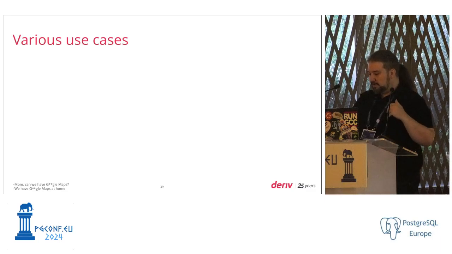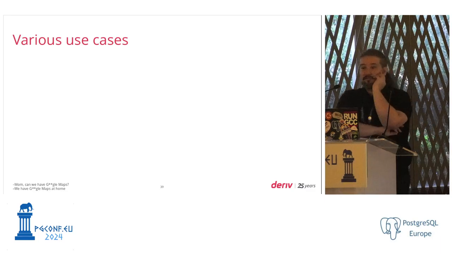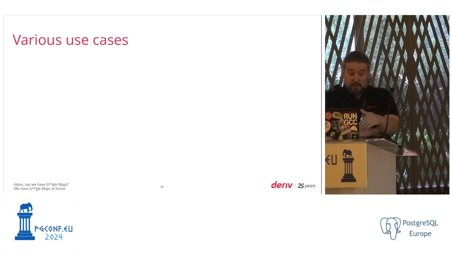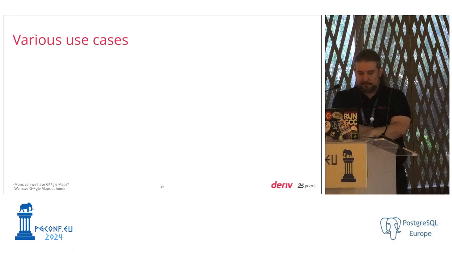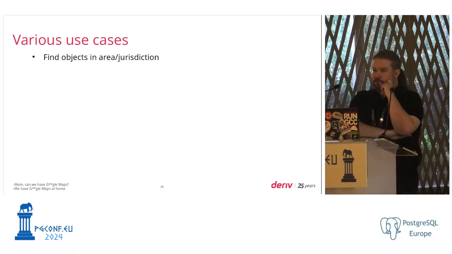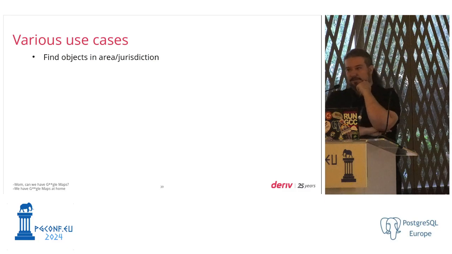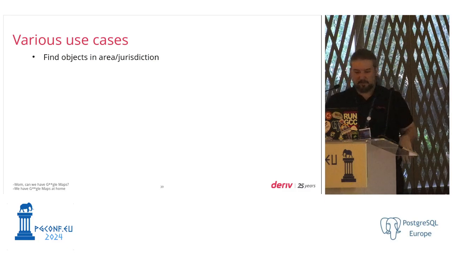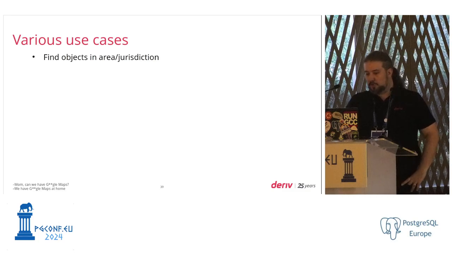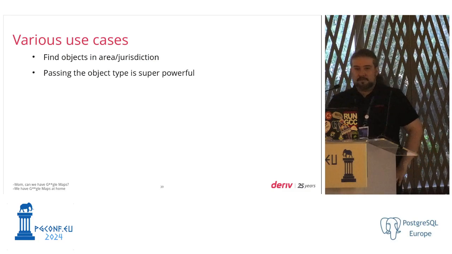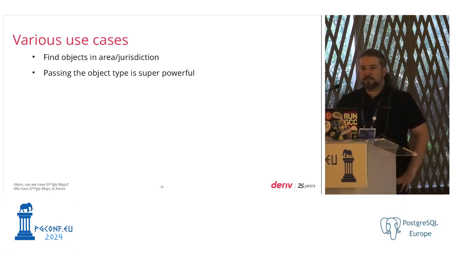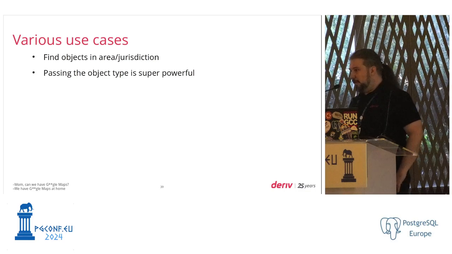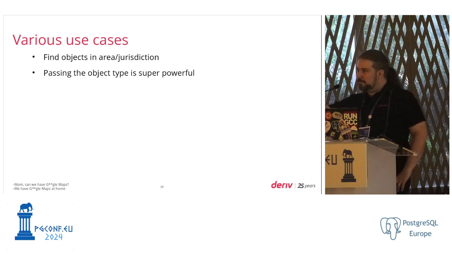So you can see that we have various use cases that emerge with these sorts of capabilities. You can find objects and you can determine the area that they are in or the jurisdiction that they are in. You can also understand that passing the object type is super powerful, right? You can say that I'm looking for a city specifically within this area, and it can return that within the blob that I've drawn on the map, there are a couple of cities. One is Chicago, the other is Evanston, Illinois, for example.